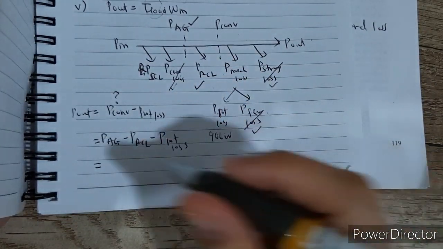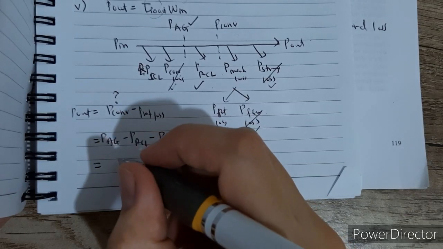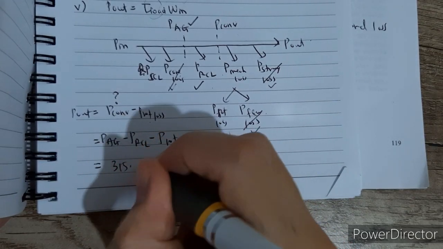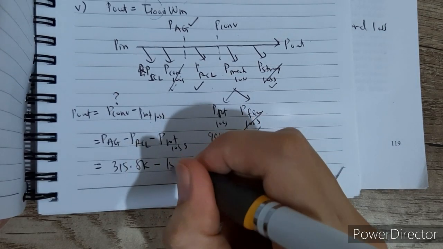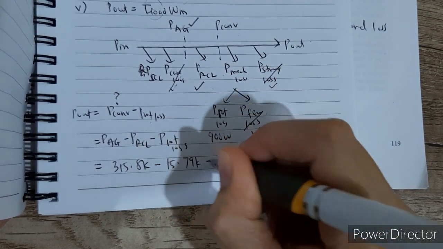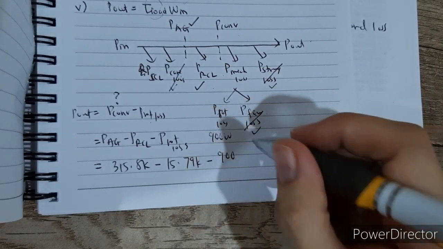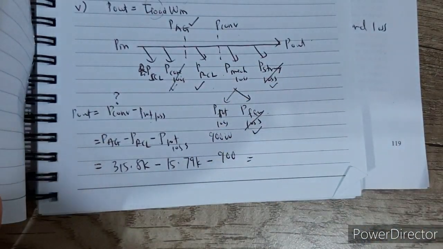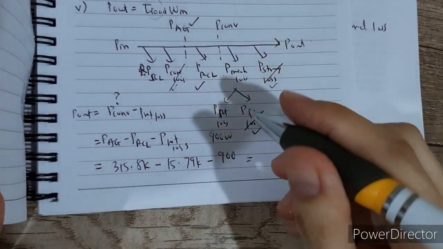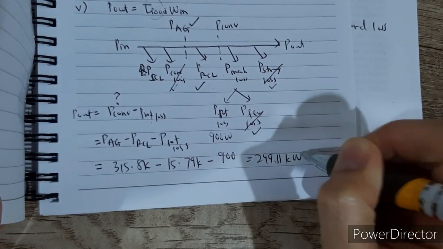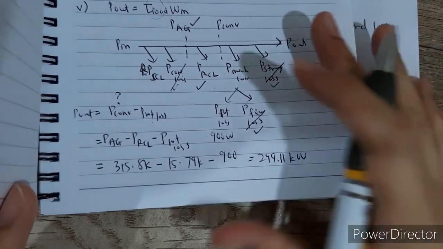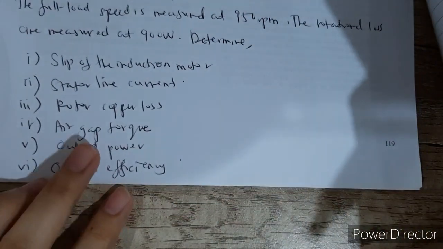So P air gap is 315.8 K minus PRCL is 15.79 K minus P rotational loss 900. That will give you 299.11 kilowatt P out. Okay, done. So that's your P out, output power.